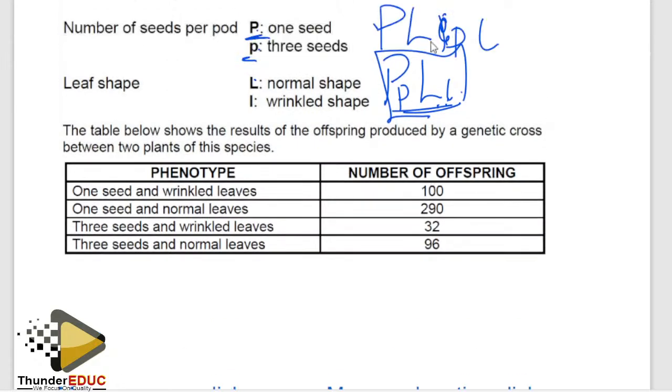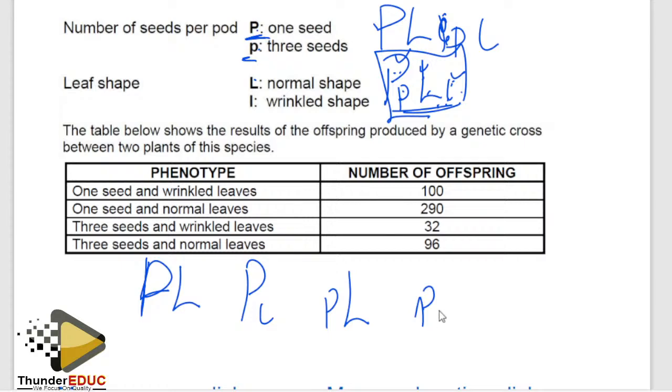You will say that P goes with L. Capital P, capital L. So this one and this one is done. Now P again with the small l, capital P, small l. So it's done. This with this now, small p, capital L. Then this with this, small p, small l.